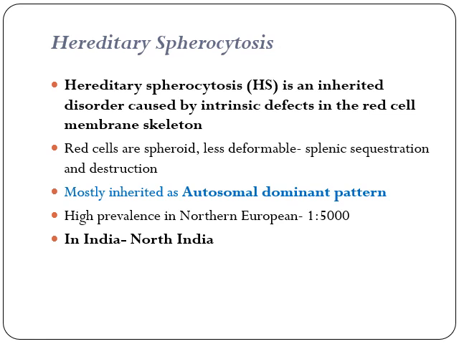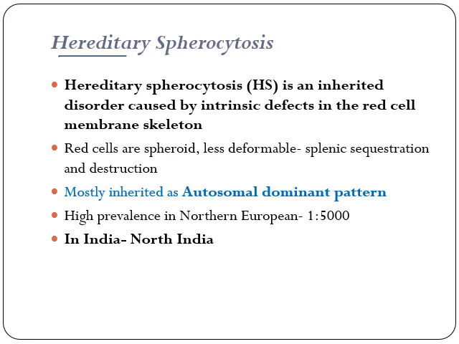Hereditary spherocytosis is an inherited disorder which is caused by intrinsic defects in the red cell membrane skeleton. So, as the name suggests, hereditary, this is an inherited disorder. Now, in this what will happen? There will be intrinsic abnormality of the RBC membrane. So, there is deficiency of some protein, or there is defective arrangement of the protein which leads to this disease. As a result, the red cells are spheroidal and less deformable. Whenever they pass through the spleen, they will undergo sequestration and destruction.